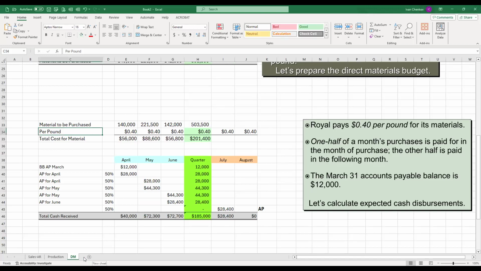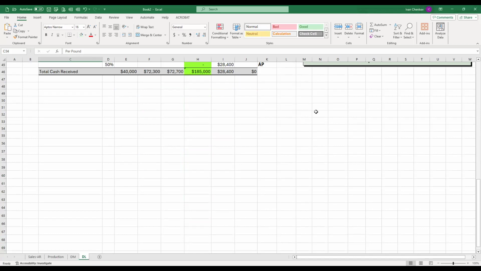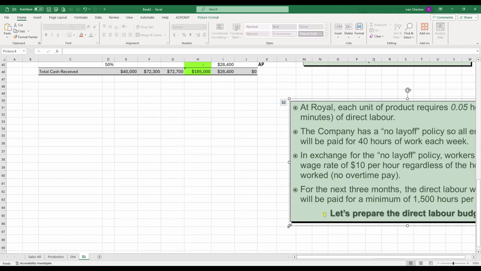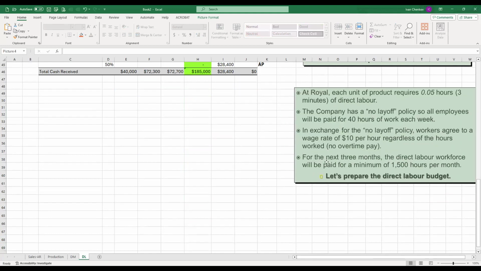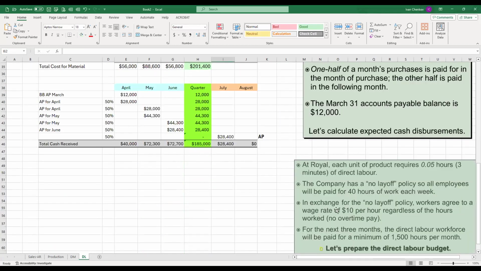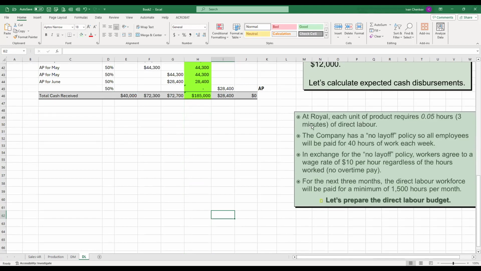For the labor, I'm going to move one worksheet ahead. I'm going to keep this one, and I'm going to post the new information right here. Can you guys see my screen? Yeah, I can see it. So, this company, for each unit of production, requires 0.05 hours. So we need our production, because based on the production, we're going to apply the labor.